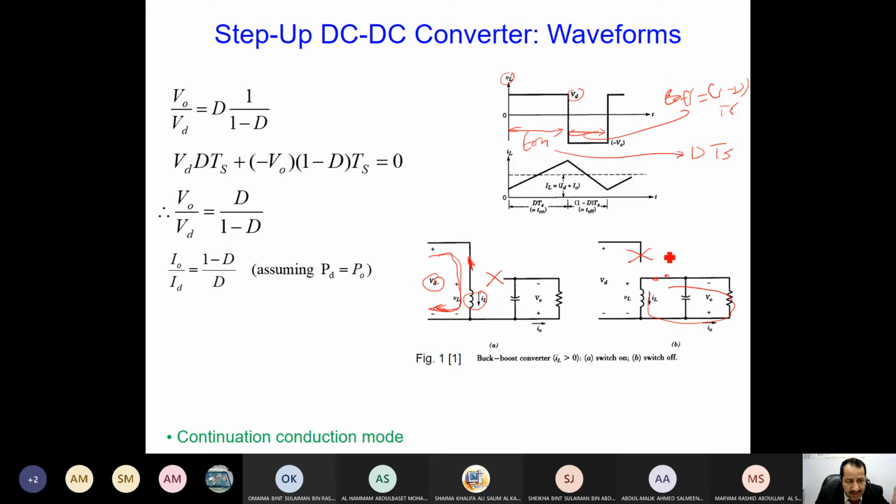Now, it seems this is the T off situation, this is the off situation. This one is in parallel with this one, and this one is opposite in sign, so it seems to be minus VO. Very simple. What about the current of the inductance?